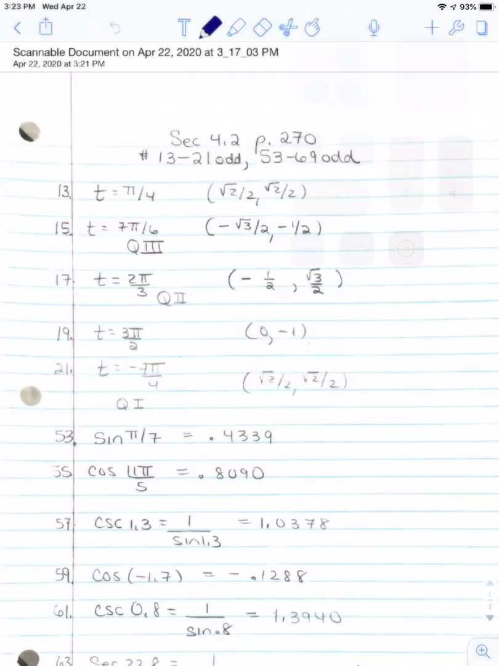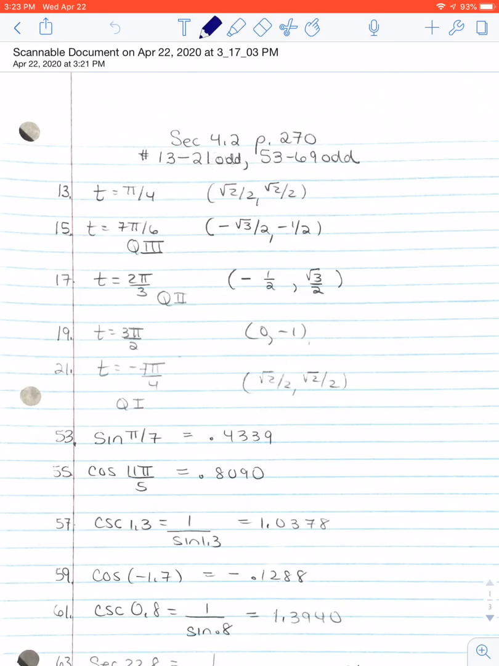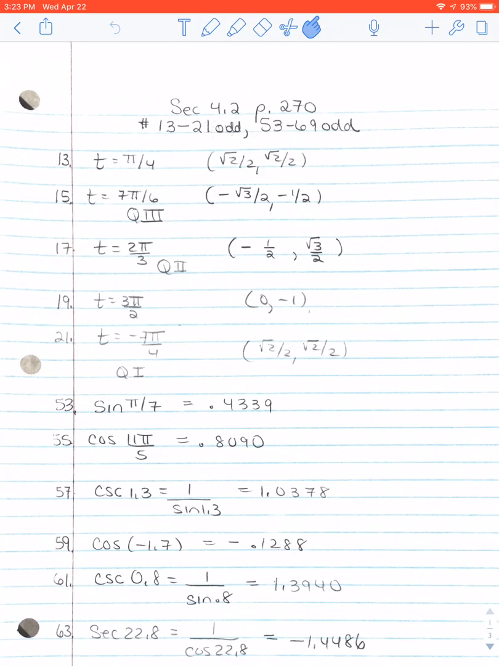This video is going to go over the homework assignment that was from page 270. It's numbers 13 to 21 odd and 53 to 69 odd. So the first set, the 13 to 21 odd, the directions are to find a point on the unit circle that corresponds to the real number t.